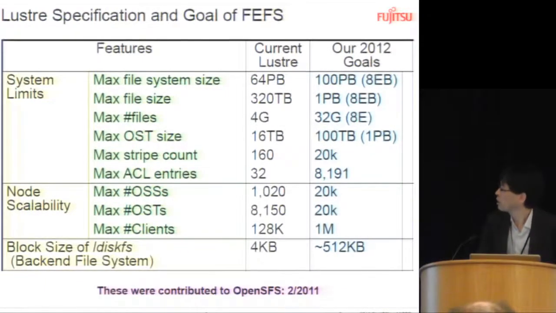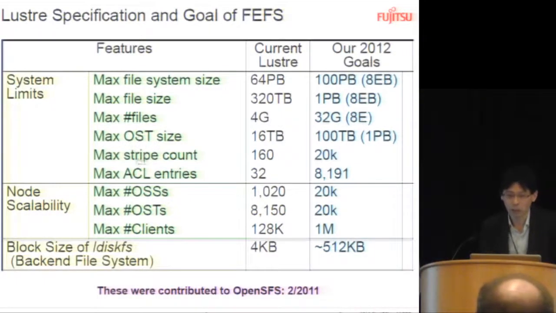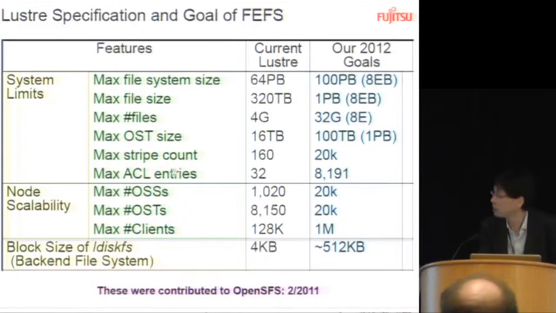This specification was also presented at LUG 2011. We extended the file system size; current Lustre is currently 64 petabytes. However, our goal is logically 8 exabytes, and we tested at 100 petabytes. We also extended the number of files, the max OST size, the max stripe count, and the max xattr entry to improve performance.